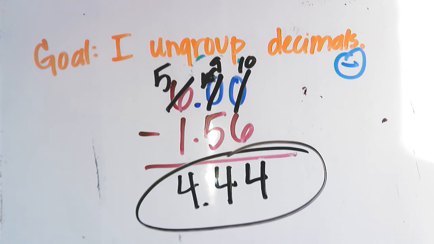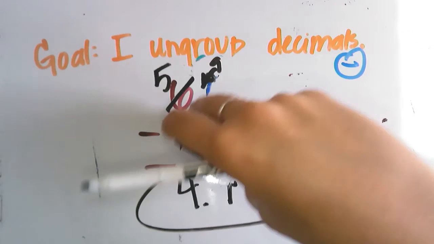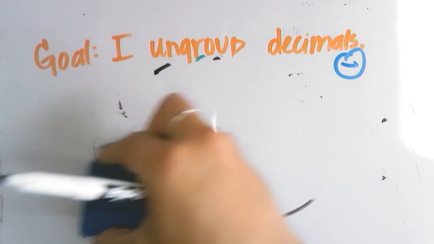So this is the same as what we did before, only this time we have decimals. So we ungrouped when we had a number above it that was too small. And both of these examples just included zeros. We're going to do 2 more examples.